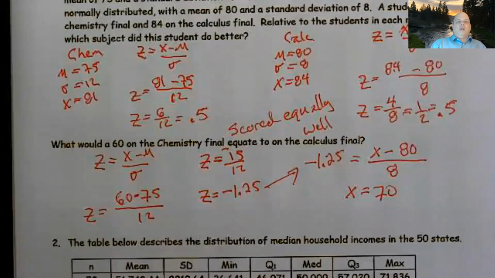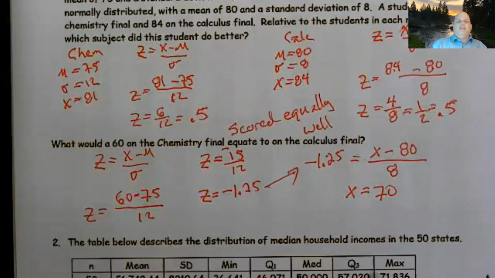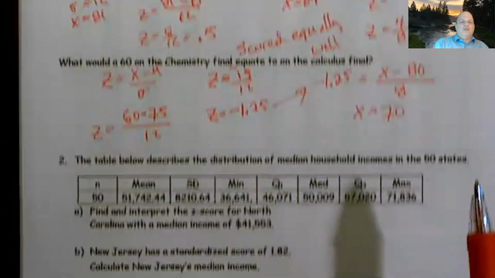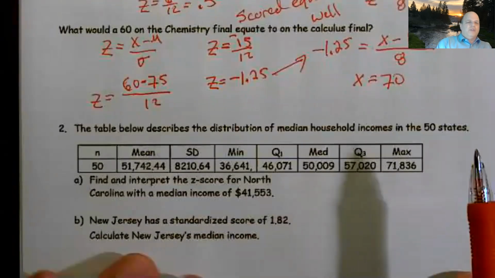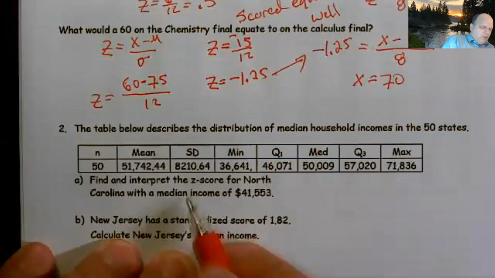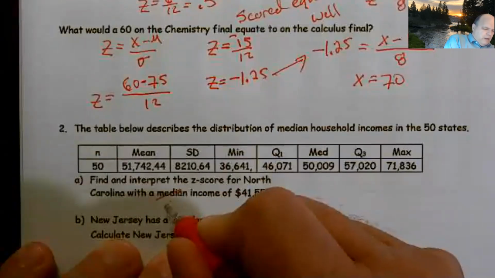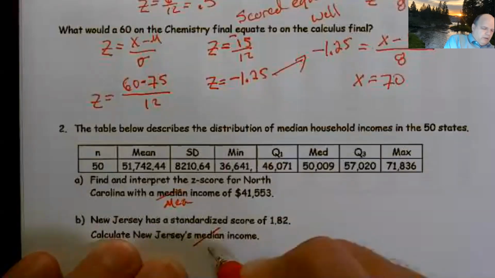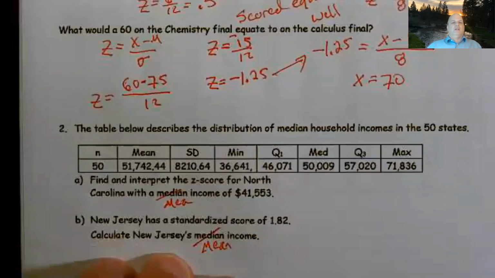Okay, the next one I'm going to do, I'm just going to talk through on the computer screen, but there are a couple things I need to change, all right? First off, where it says median income, change that to mean, and also change this one to mean, all right? And then I want to talk to you about the table real quickly.